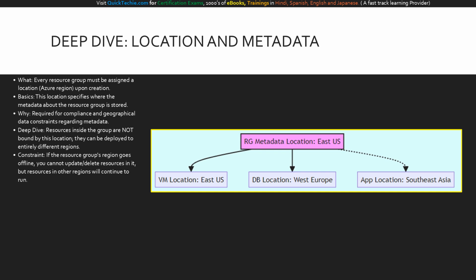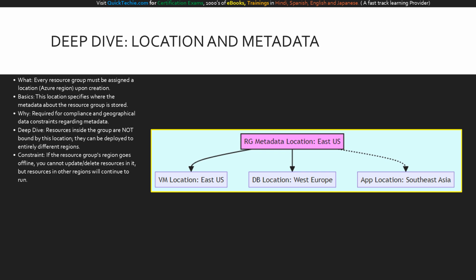Here is the deep dive reality: the resources inside the group are not bound by this location. A resource group in East US can comfortably hold a virtual machine deployed in West Europe. However, a constraint to remember: if the East US region goes down, the metadata is unavailable, meaning you cannot update or delete those resources until the region recovers. Thankfully, your VM in West Europe will continue running perfectly fine.